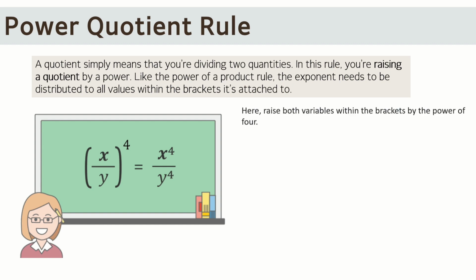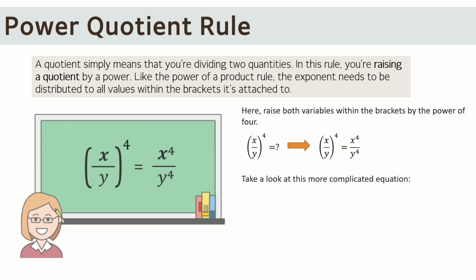Here, raise both variables within the brackets by the power of 4. So if we have x all over y raised to the fourth power, that's now x raised to 4 all over y raised to 4. Next, let's try to have some more complicated equation.